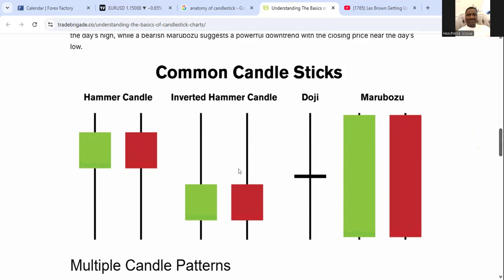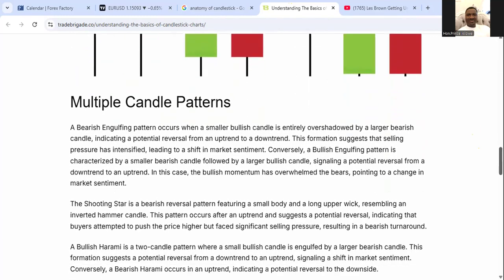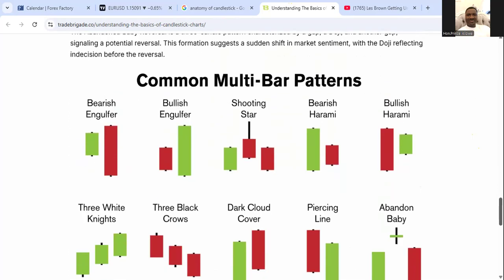If you see these two like this, it is the same way. If you see this somewhere in a zone, I'm going to show you on the chart. This is also a signal. So let's read: a bearish engulfing pattern occurs when a small bullish candle is entirely overshadowed by a large bearish candle. The same thing I just explained to you. Now the next one is called bearish engulfing.